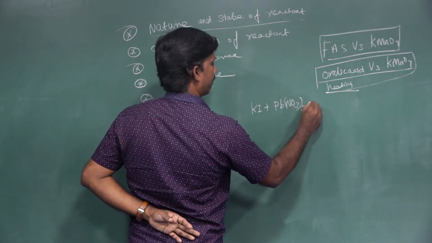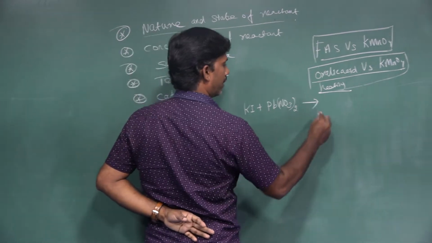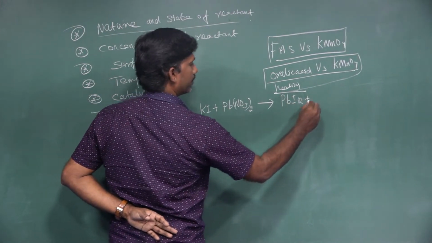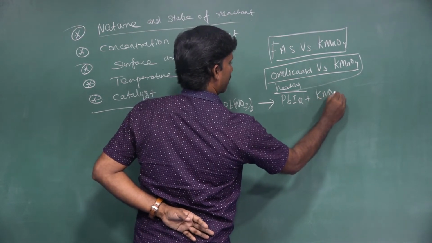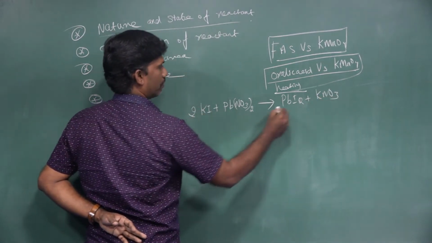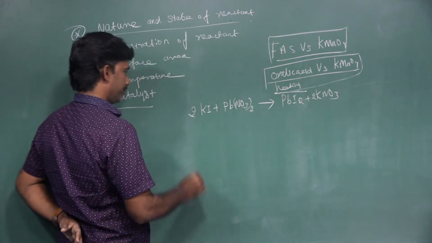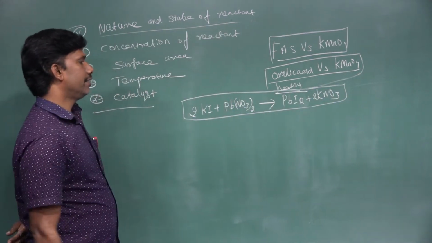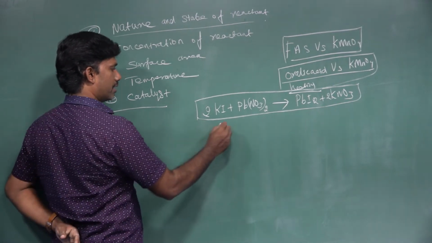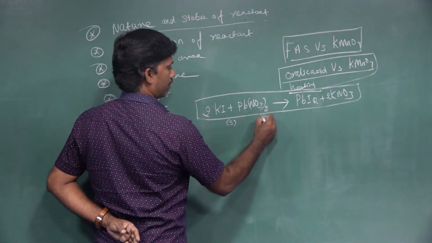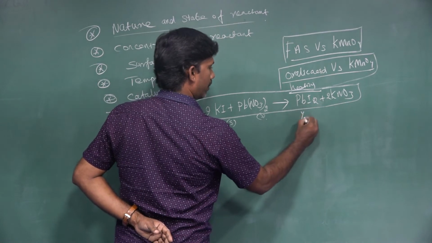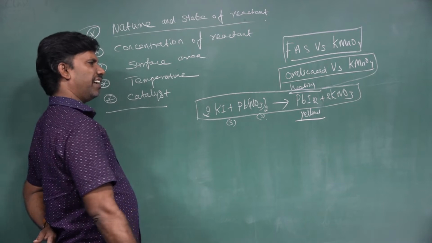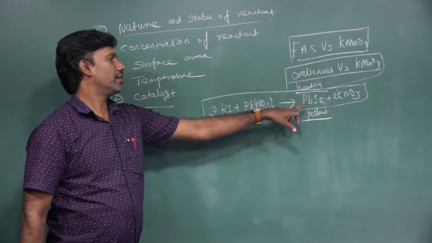Lead nitrate, when it is combined together, gives lead iodide plus potassium nitrate. So here, this is the example for the state of the reaction. If both are in solid form, the lead iodide, a yellow color precipitate, will form very slowly, or less lead iodide will be formed.